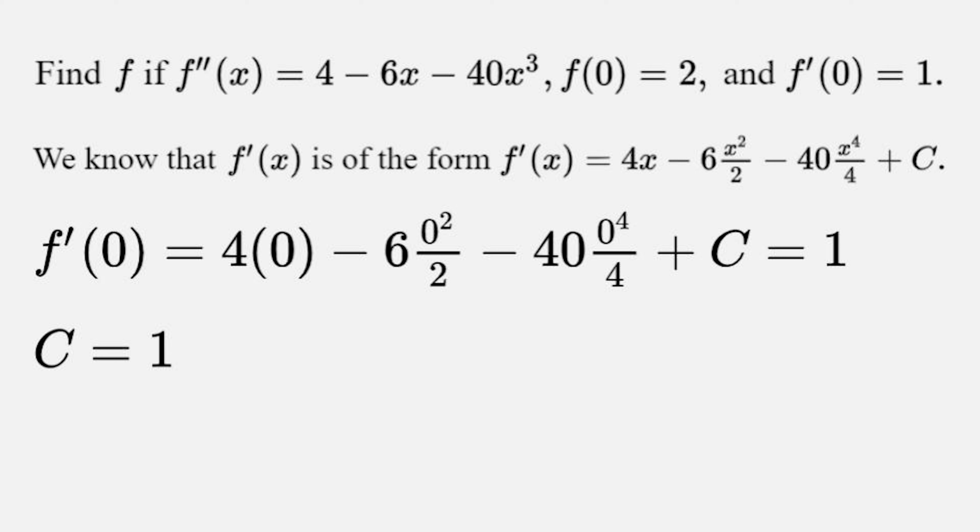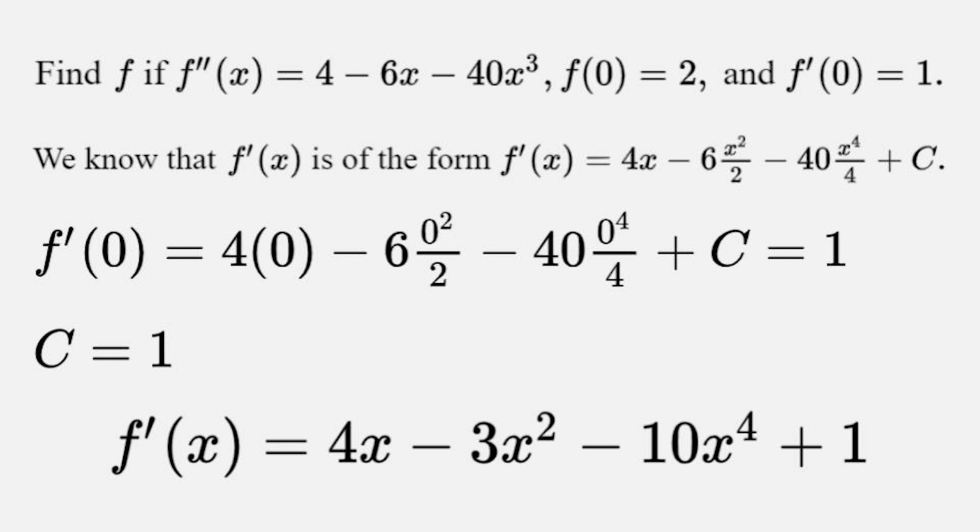And now let's use that initial condition, and we're going to use the initial condition that f prime of 0 is equal to 1, because that's what we're looking at right now. We're not looking at f, we're looking at f prime. So if I plug in 0 to f prime, all of the terms with the 0 in them go away, and we know this has to be equal to 1, and so c is equal to 1.